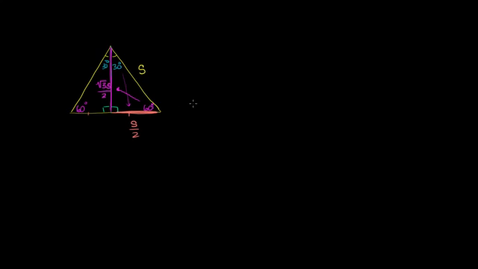And we know that because of the ratio of the sides of a 30-60-90 triangle. If the side opposite the 30 degree angle is 1, then the side opposite the 60 degree angle is going to be square root of 3 times that. And the side opposite the 90 degree angle, or the hypotenuse, is going to be 2 times that. So it's 1 to square root of 3 to 2. So this is the shortest side right over here, the side opposite the 30 degree angle. The side opposite the 60 degree angle is going to be square root of 3 times this, so square root of 3S over 2.